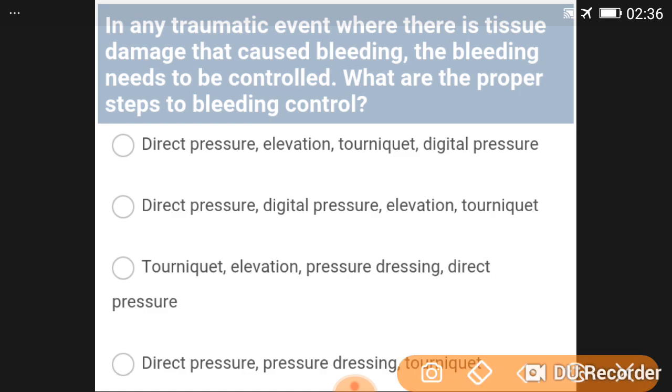In any traumatic event where there is tissue damage that causes bleeding, the bleeding needs to be controlled. What are the proper steps to bleeding control? Direct pressure, digital pressure, elevation, and tourniquet.